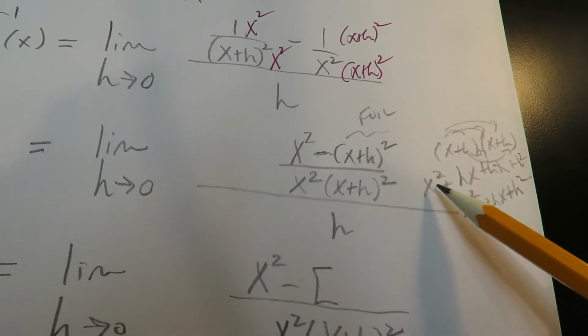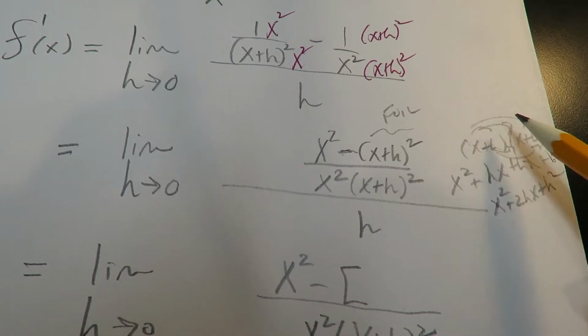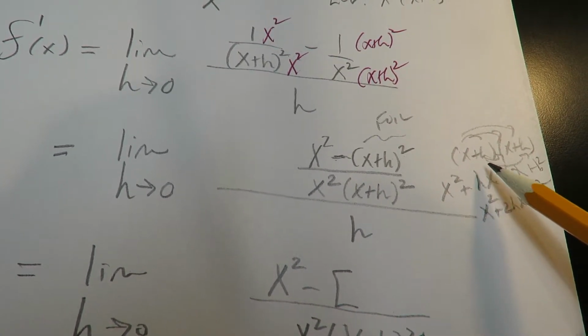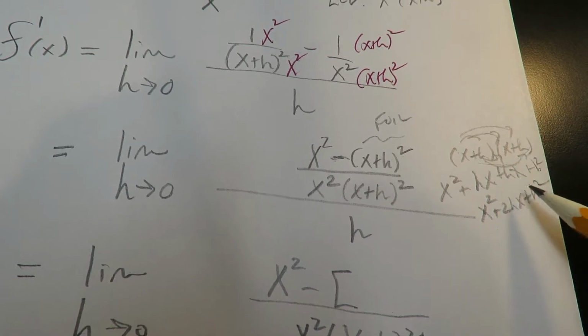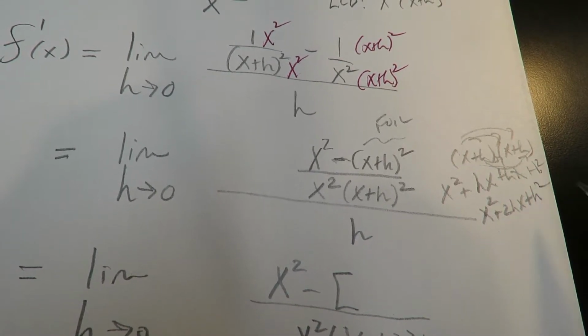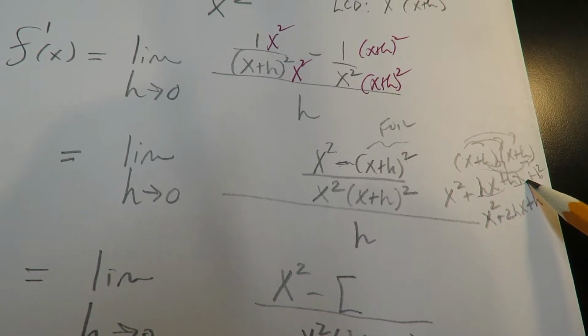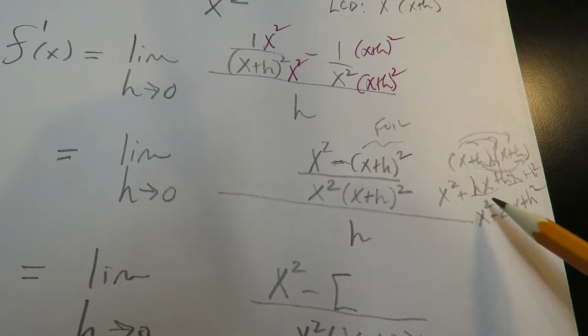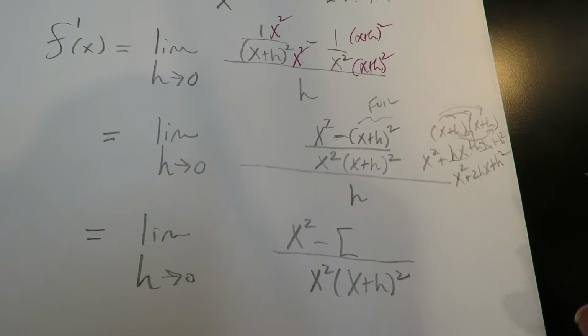Okay, so when you FOIL, you get x squared plus hx. Keep everything in alphabetical order. Then when you distribute this one, you get hx plus h squared. So you end up having two hx's plus h squared. So x squared plus 2hx plus h squared.